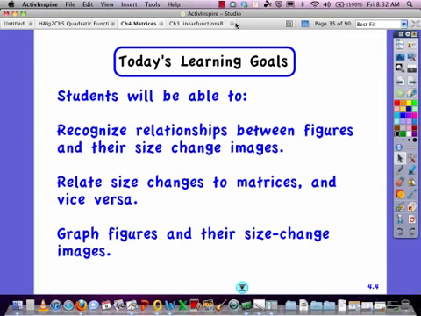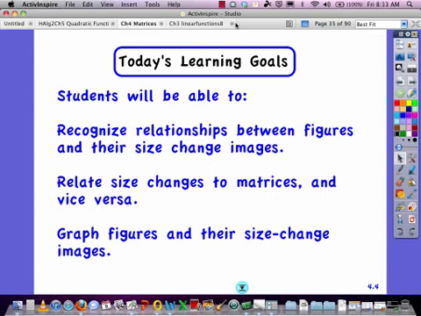Okay, our chapter today will be discussing matrices for size change. In doing that, it should sound a little familiar from geometry. You're going to recognize different relationships between figures and the size changes. We will relate size change to matrices and vice versa, and then we're also going to be able to graph figures that have examples of this.